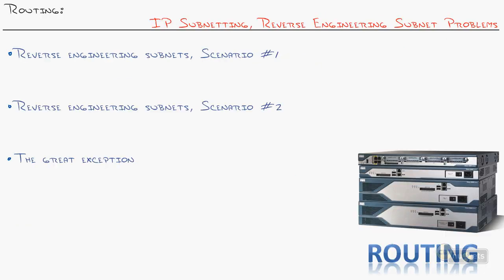All right, well, you are well on your way to subnetting mastery. One more topic coming up, and that is variable length subnet masking. But for now, we have seen reverse engineering, which is the third and final method of subnetting that is very unique. And then we saw, of course, the great exception.